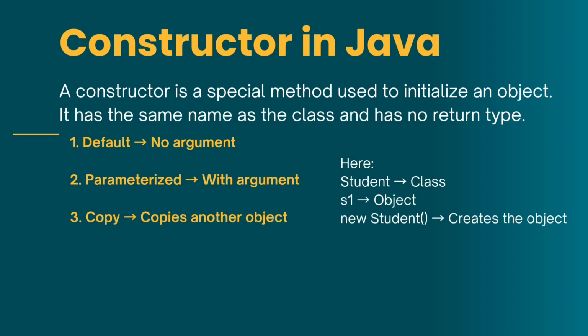Constructor. A constructor is a special method used to initialize an object. It has the same name as the class and has no return type. There are mainly three types: default, parameterized, and copy.